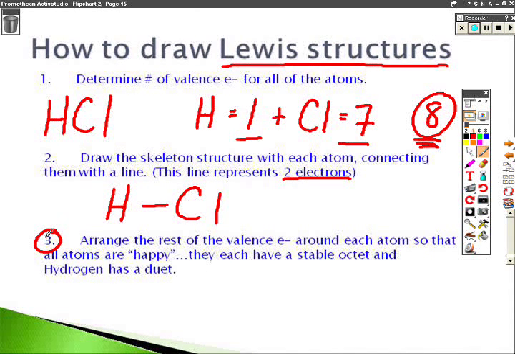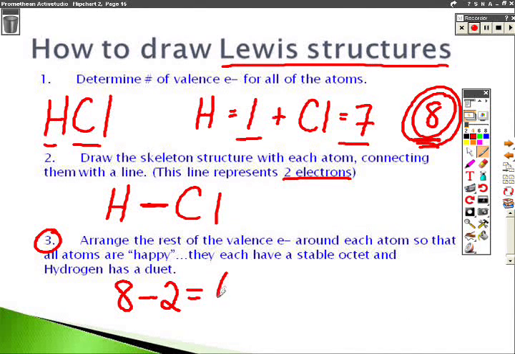Step 3, I need to arrange the rest of the valence electrons. These elements, hydrogen and chlorine, brought a total of 8 valence electrons. That means that I have to take these 2 and either on paper or mentally subtract, and I have 6 electrons left to distribute. Now, can I put any more around this hydrogen? I can't, can I? How come? Hydrogen needs 2. Does it already have 2? Oh, it does.